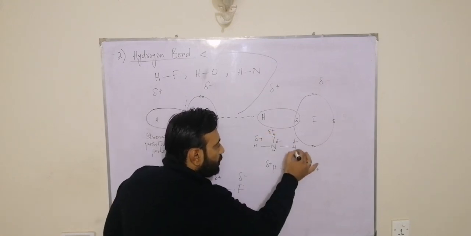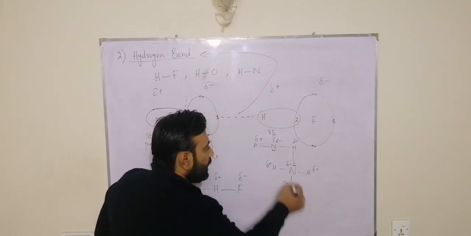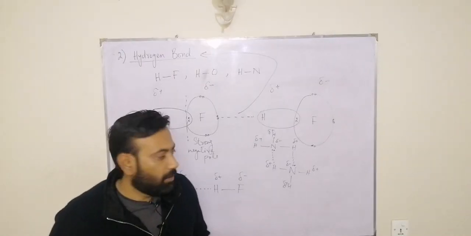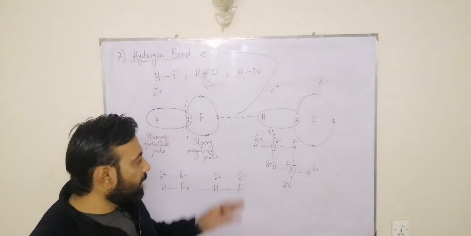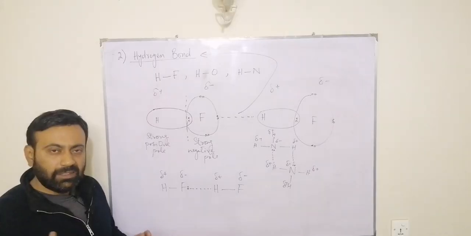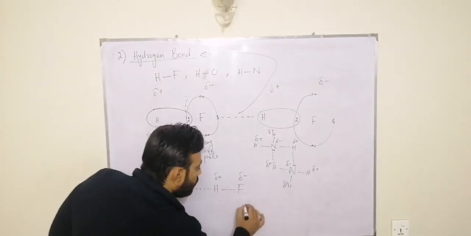Now there will be a force of attraction between this positive pole and this lone pair of electrons, and there will be a force of attraction between this positive pole and this lone pair of electrons, and this force again is the hydrogen bond. Let us take an example of water, H2O.